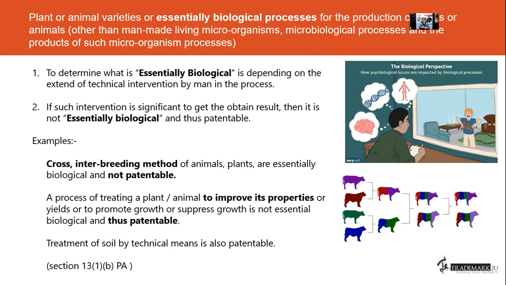Some people actually ask me, I found a method to grow durian, let's say Musang King durian, and it involves many steps and many human interventions. It's not just crossbreeding, it involves so many things, because you have to look at the soil, the chemistry, the fertilizer, the timing, and so on. Is that a patentable process? Yes, that is a patentable process.